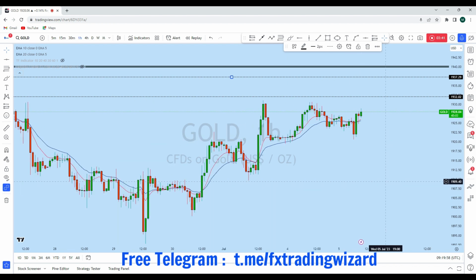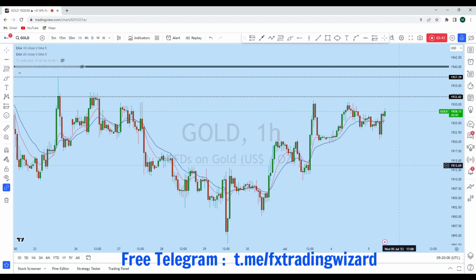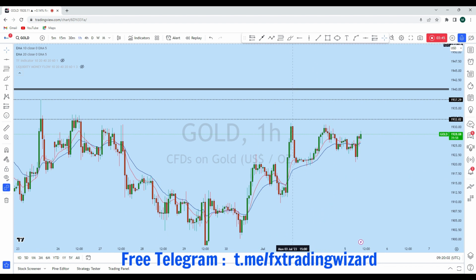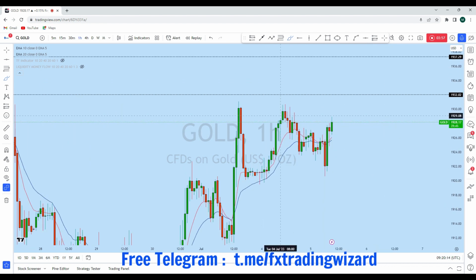Now from the 1 hour perspective, let's see how the price action is evolving. We saw a very strong impulse here, correction, consolidation. We saw another movement, and the sellers couldn't make much further downside. We saw a couple of candles to the downside here, which created this channel.